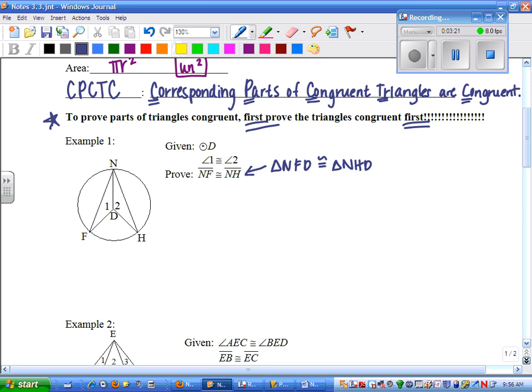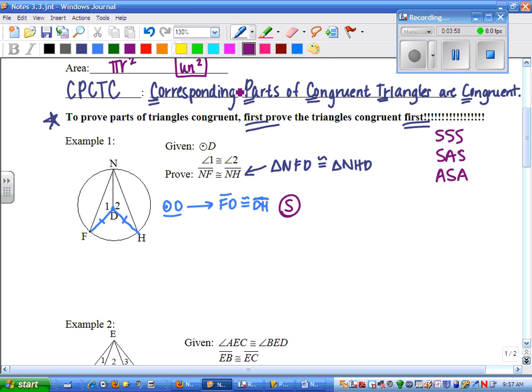Let's go ahead and start. Remember the ways I can prove triangles congruent: side, side, side, and side, angle, side. So we have circle D. Circle D tells us that there's probably going to be radii in the picture. What are the radii? Well, I have FD coming from the center and DH coming from the center. So those are going to be my first sides, FD and DH. That is my first side of the triangle.